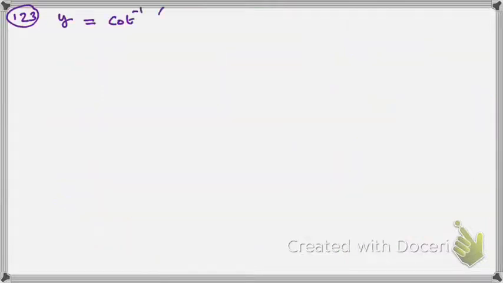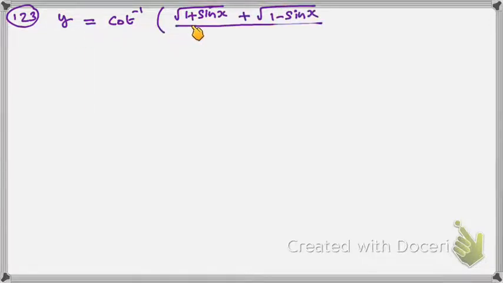Let's look at another question. Y is equal to cot inverse of root of 1 plus sin x plus root of 1 minus sin x divided by root of 1 plus sin x minus root of 1 minus sin x. Here there is no scope for any substitution as such. But what I can see is there is an irrational expression in the denominator. So I want to rationalize it. And to rationalize it, we multiply by the conjugate of the denominator.